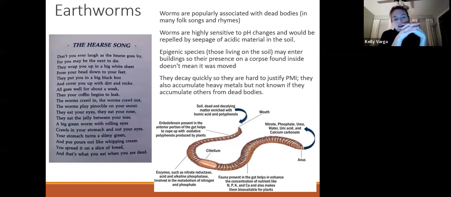So earthworms, I love getting to this one because this is one that is often a misnomer for a lot of students. Worms are popularly associated with dead bodies in many folk songs. I don't know if you guys have ever heard the Hearst song. I feel like when I was a kid, we heard this song in some way, shape, or form.